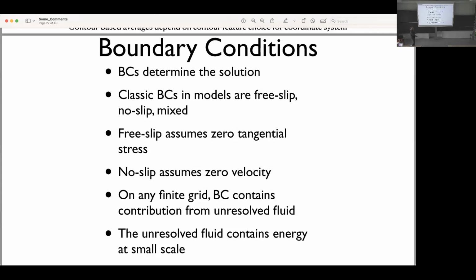On the other extreme is no slip, which is based on molecular ideas that the flow is exactly 0 at the boundary. But if we're solving an ocean simulation on a fixed grid, 10 kilometers by 10 kilometers, 20 kilometers by 20 kilometers, wherever your resolution is, the boundary condition is going to contain contributions from unresolved fluid. And that unresolved fluid can have significant energy at small scale.